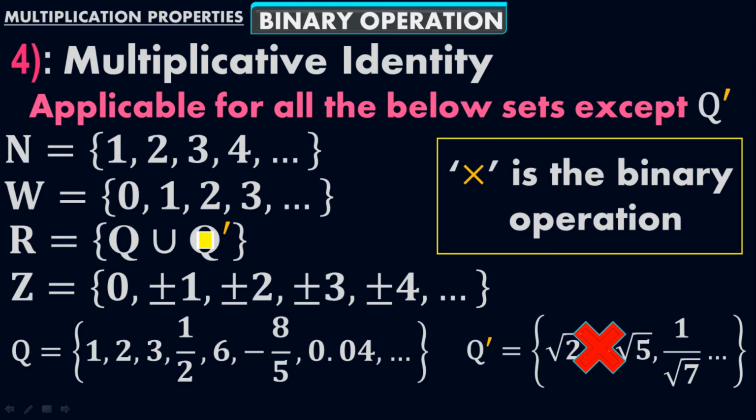As I told you, real numbers is the union of rational and irrational. The elements can be rational only, irrational only, or the union of rational and irrational. They come under the real numbers category. But if you take the purely irrational number set, then 1 does not exist there. So except for the irrational numbers, multiplicative identity is applicable for all the rest of the sets. But what kind of binary operation have we used? Multiplication. This multiplication is the binary operation here.